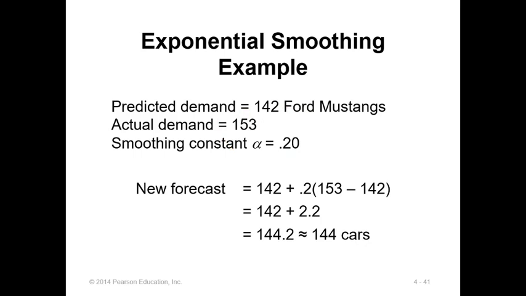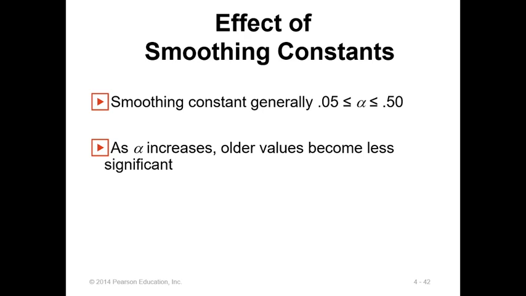Okay, now we will see a further example in order to see the effect of smoothing constants. Smoothing constant alpha. A while ago, I told you that, mathematically speaking, it's usually between 0 and 1. But in practice, alpha is greater than 0.05 and less than or equal to 0.50. As alpha increases, if you increase alpha as an expert, that means that for you, the most recent value is more important and the older value is less important.